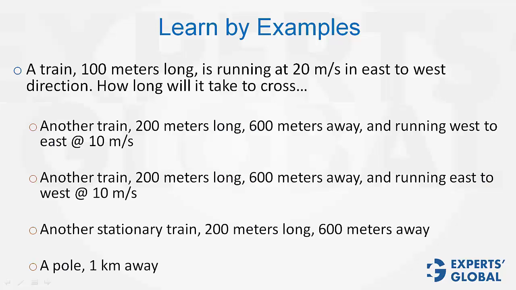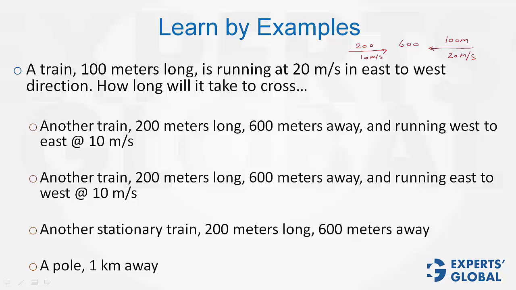This has several parts. A conceptual question that will help you solve many questions on these lines. So there's one train, 100 meters long, moving from east to west direction. This is 100 meters, and the speed is 20 meters per second. How long will it take to cross? The first question, another train, 200 meters long. This train is 200 meters long now, moving from west to east, and the speed is 10 meters per second, and the distance between the two trains is 600 meters.